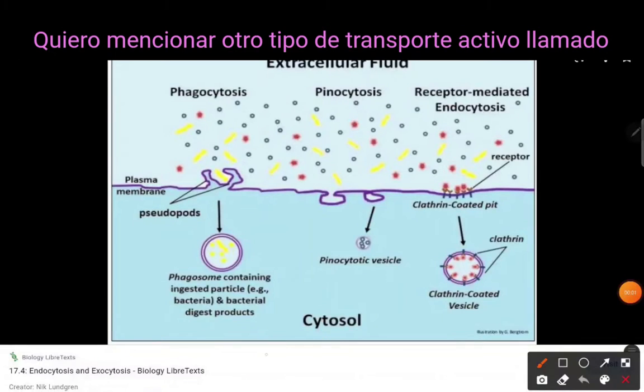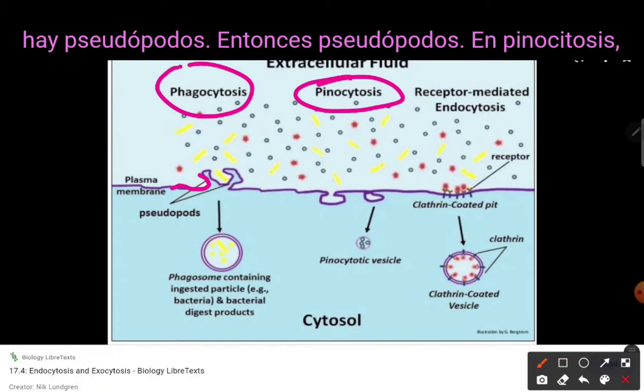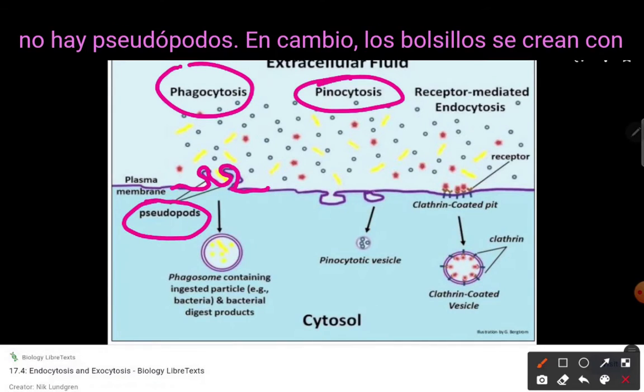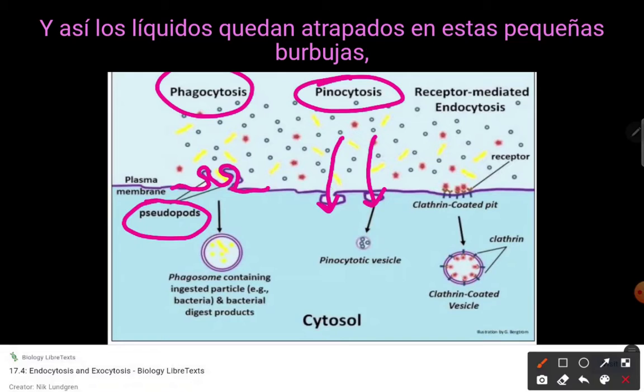I want to mention another type of active transport called pinocytosis. We just talked about phagocytosis. In phagocytosis, there is pseudopods. In pinocytosis, there are no pseudopods. Instead, pockets are created with pressure from outside environments. And so liquids get trapped in these little bubbles.